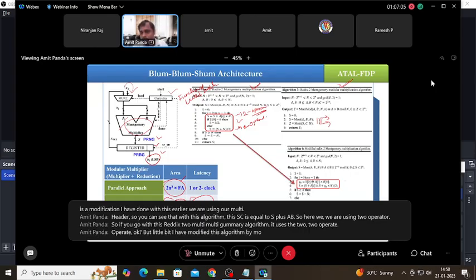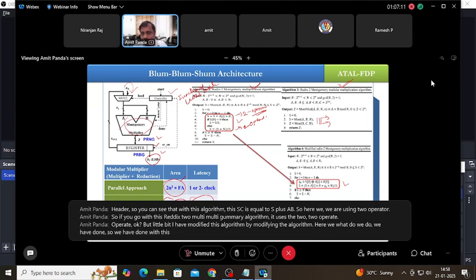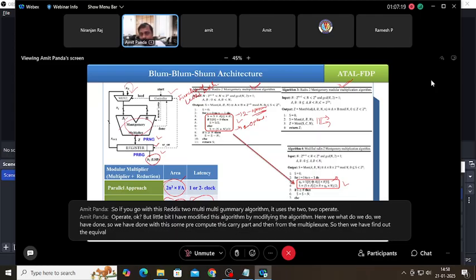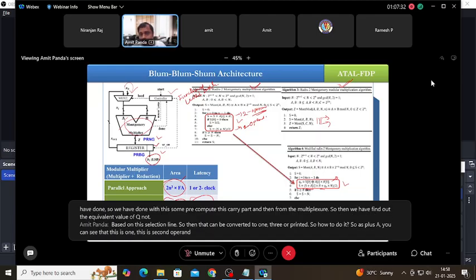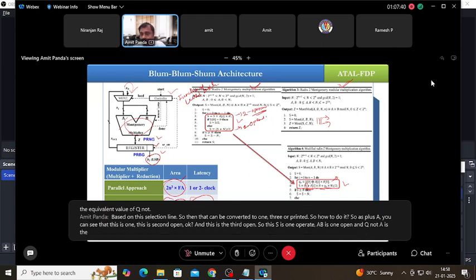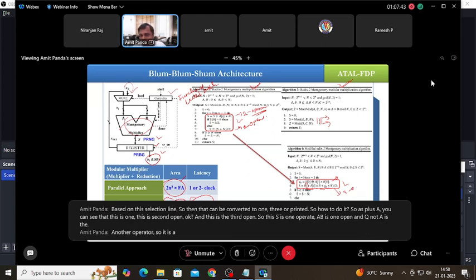By modifying the algorithm, we have done some pre-computation of this carry part, and then from the multiplexer we have found the equivalent value of Q naught based on this selection line. Then that can be converted to one three operand adder. How to do it? S plus AB is one operand, and Q naught A is the another operand. S is one operand, AB is one operand, and Q naught A is the third operand. So it is a three operand adder.